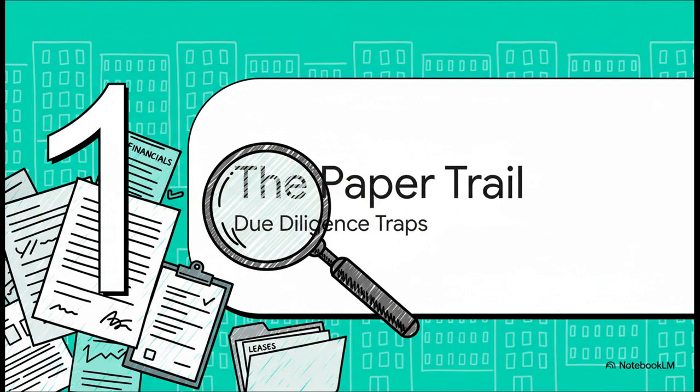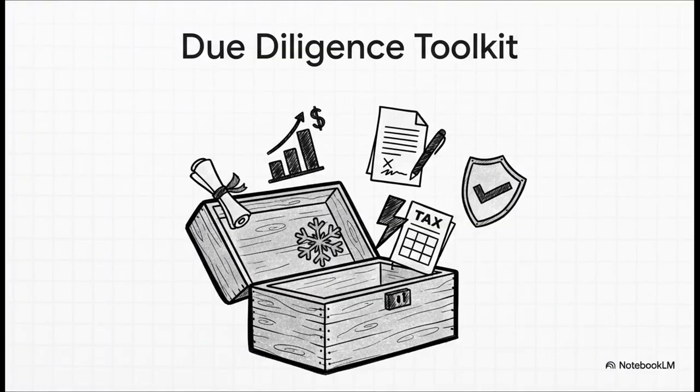First stop on our map, the paper trail. This is all about due diligence. You know, that deep dive a buyer has to take when they're looking at a multi-unit property. It's all about getting your hands on the right documents to find out the real story behind the numbers. So what's in that due diligence toolkit? Well, you're looking for the essentials: the rent roll, income and expense statements, copies of the leases, or at least summaries, any service contracts, and of course, tax and utility bills. This is your first real peek into the property's financial health.